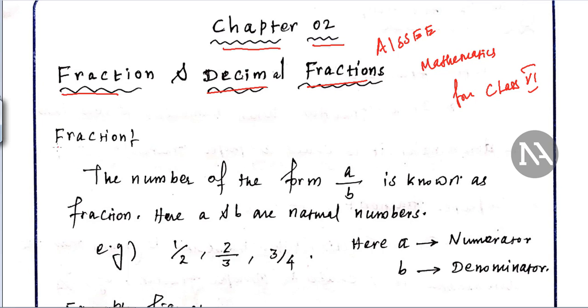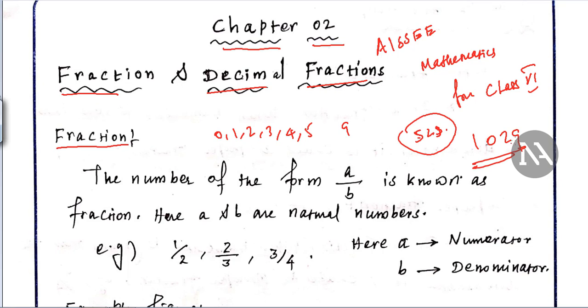First we will see what is a fraction. In the previous chapter we saw number systems. Here we are going to see how you can represent a number in the form of a fraction. Normally a number can be represented in the number system. In the Arabic number system there are a maximum of 10 digits, 0, 1, 2, 3, 4, 5 up to 9. Any number, for example 523, is a combination of 3 digits, 5, 2, 3. Like 1029, it's a combination of 4 digits.